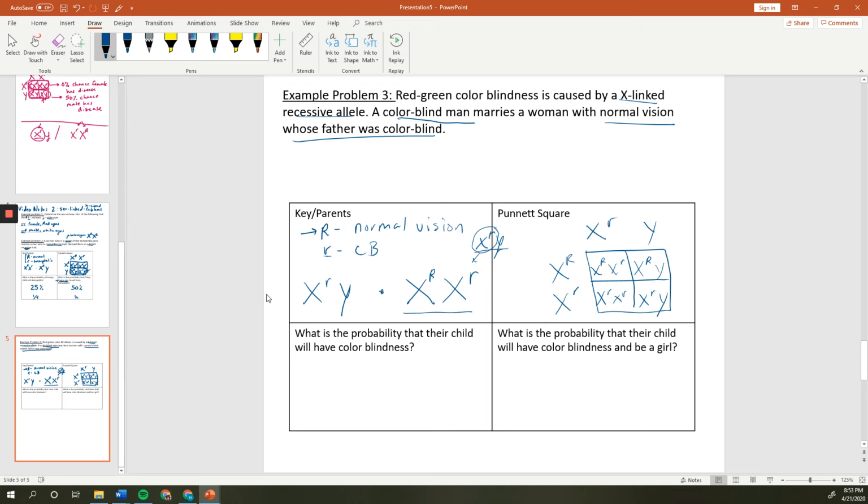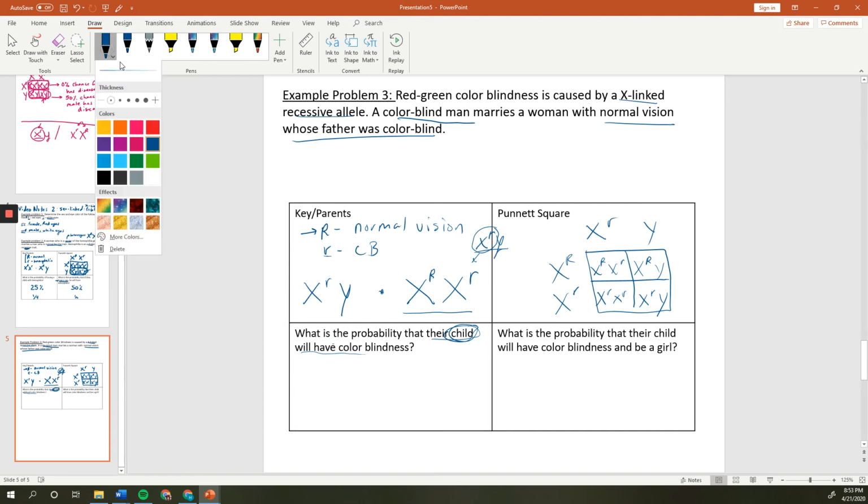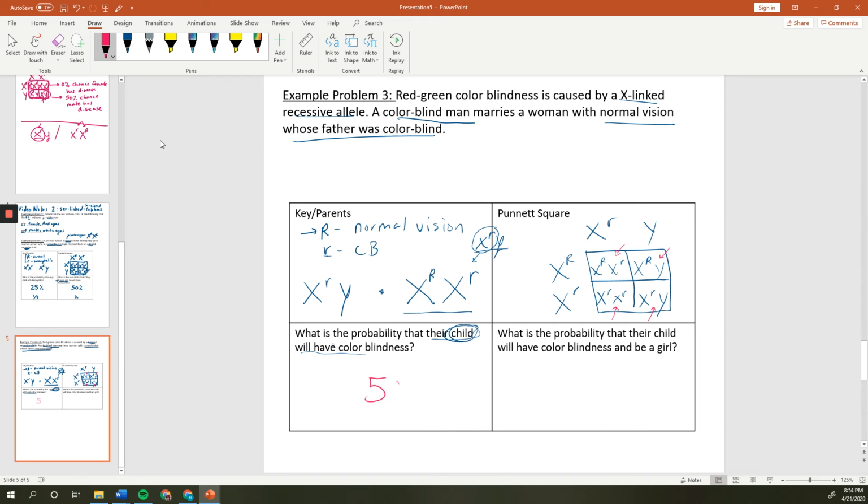Okay, so now let's read these two questions. What is the probability that their child will have color blindness? Okay, so again, we're just looking for any of their children. So we're looking in all of the 4 squares. Let me get a different color. Does this one have it? No. Does this one have color blindness? No. Does this one? Yes. Does this one? Yes. So the probability of their child having it is 50%.